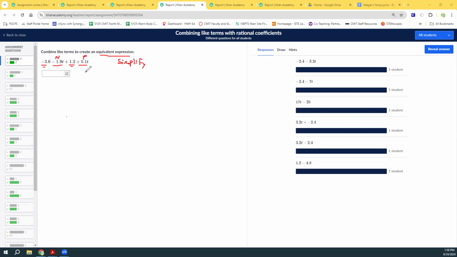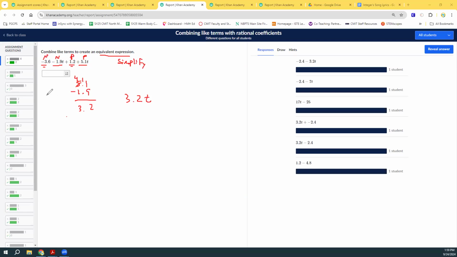So I'm going to subtract those numbers. 5.1 minus 1.9. And 11 minus 9 is 2. 4 minus 1 is 3. And I'm going to use the bigger number sign. Which number is bigger? 5 is bigger than 1. And 5 is positive. So there's a positive 3.2t.